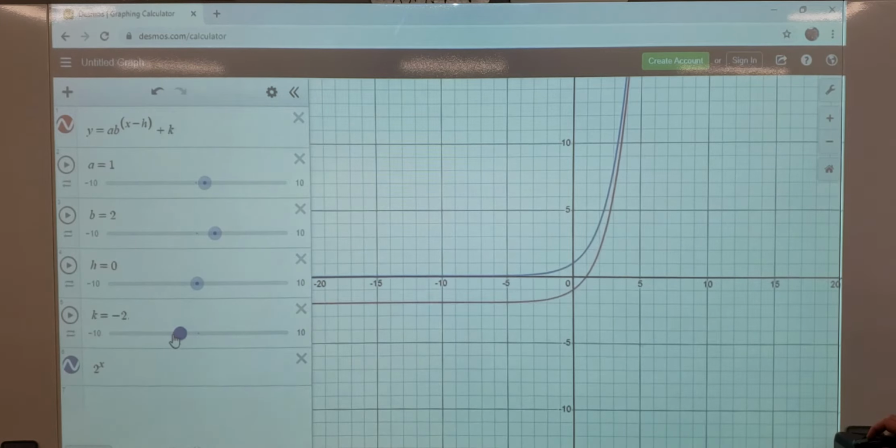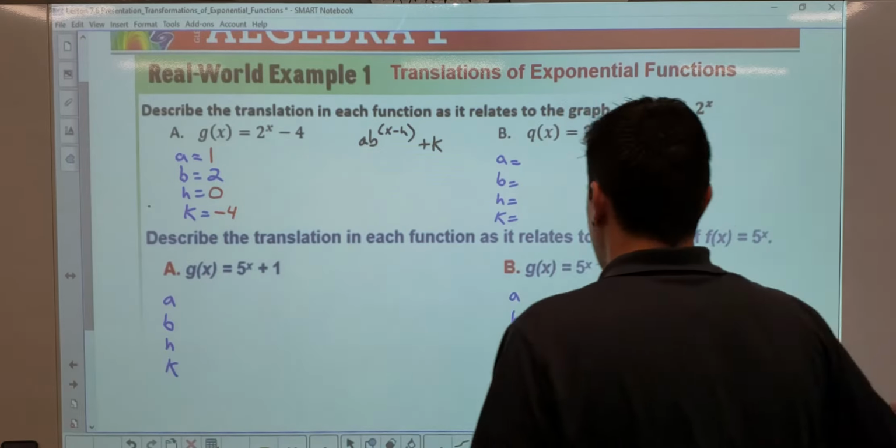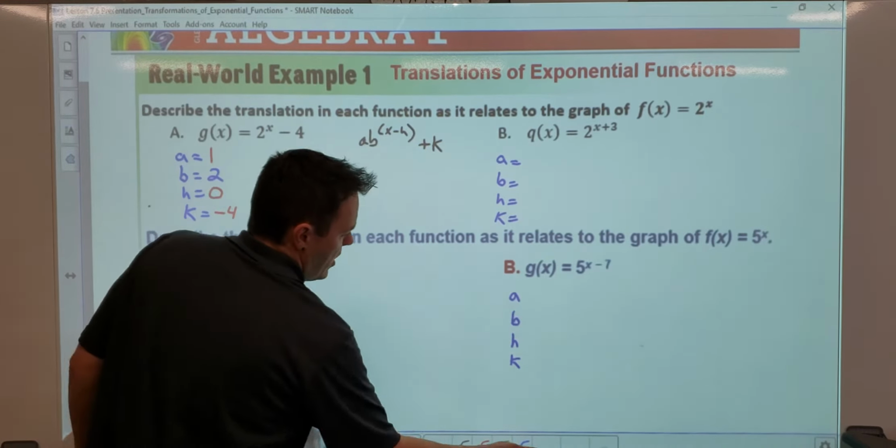It does what? It slides down, okay? And it actually goes down 4 units. And what I mean by it goes down 4 units is if you do the y-intercepts, you guys would see that this intercept is (0, 1), and it goes down 1, 2, 3, 4 points to (0, -3). So on here, ladies and gentlemen, I want you to write with an arrow.